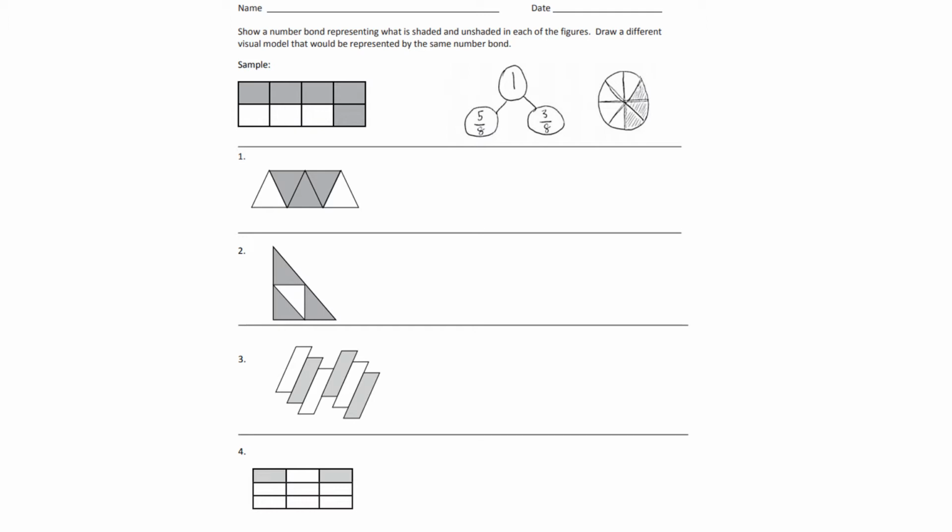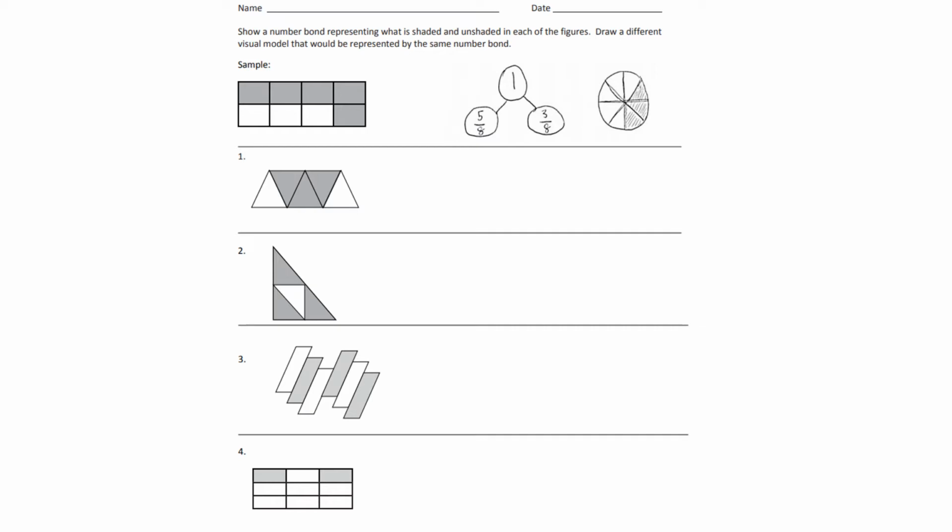So if you look at number one, the sample, the total is 1, which is your top, because that's the whole piece, and it's the whole object that we're looking at. So 5/8 is what is shaded, and 3/8 is not shaded. In that circle, we see 3/8 are shaded instead, which is the opposite.